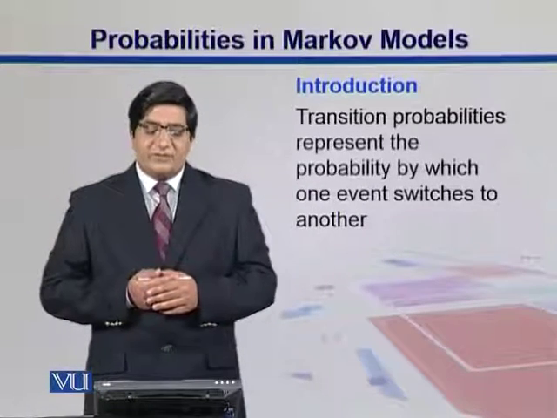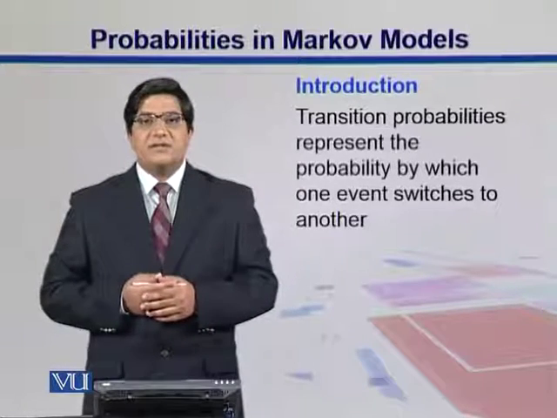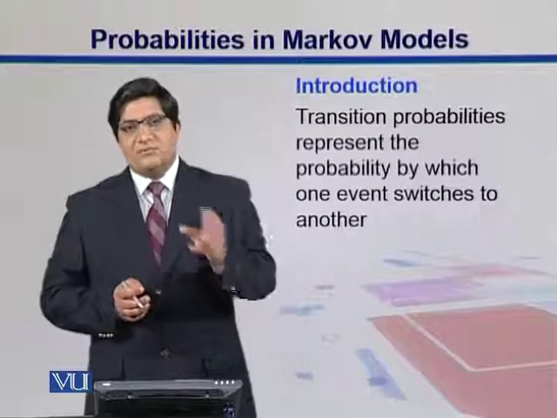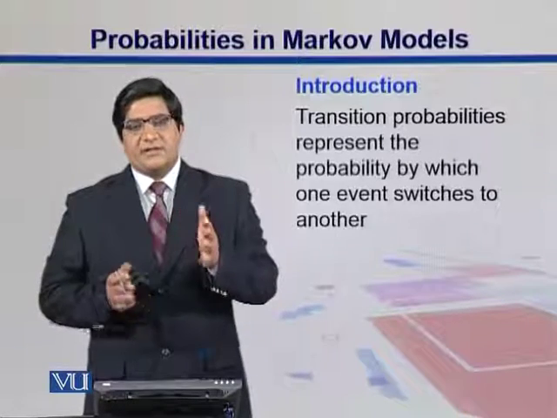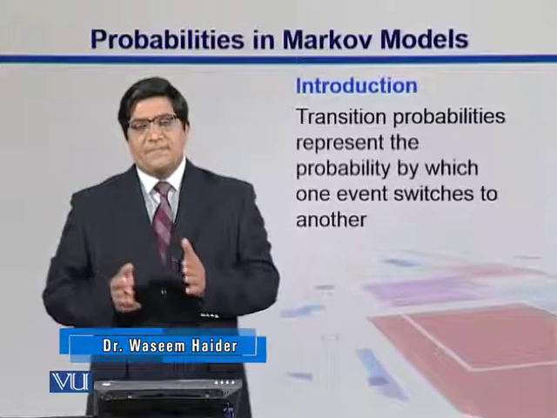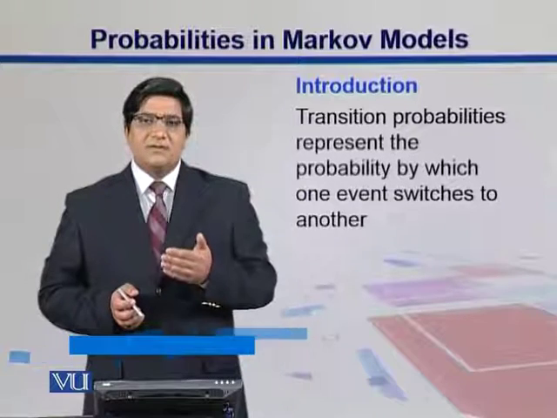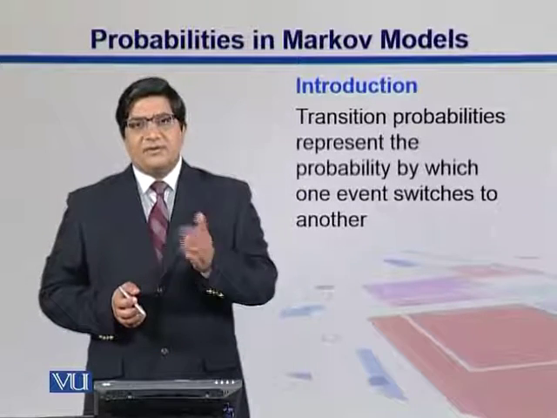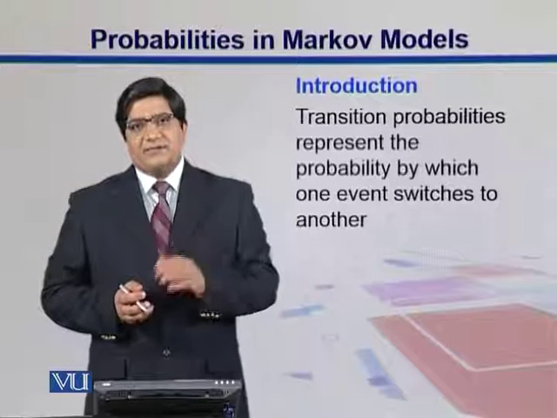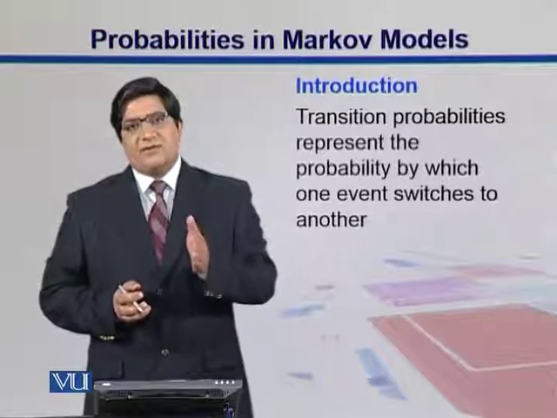Transition probabilities represent the probability by which one event switches to another. So it's moving from one state to another. So you are using a loaded die, and then you switch to the fair one. That is the probability with which you switch from one state to another. So if you are throwing it 10 times, and over 9 times you are using the fair one, and on the 10th throw you are using the loaded one, then this transition probability is 0.1. So after 1 out of 10 events, you switch.